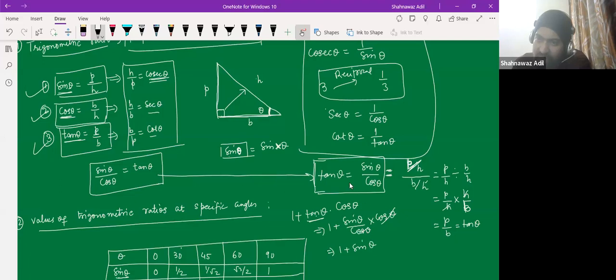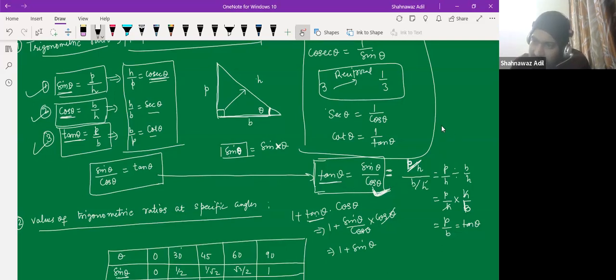So this is very important: whenever I want to write tan theta in the form of sine theta and cos theta, I use this. So this is why this is very, very important. Okay, is it clear? Yes.